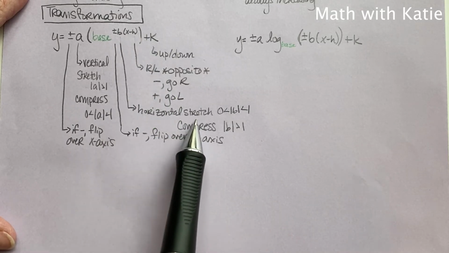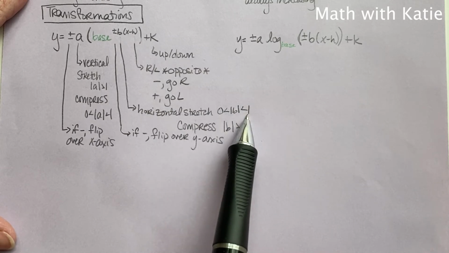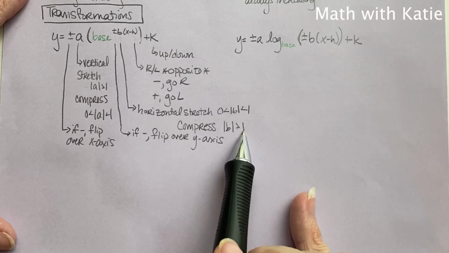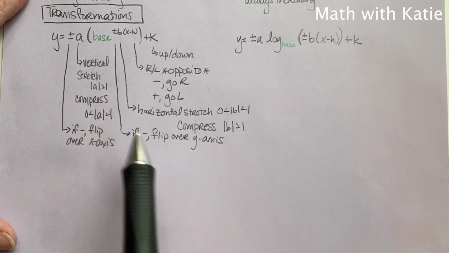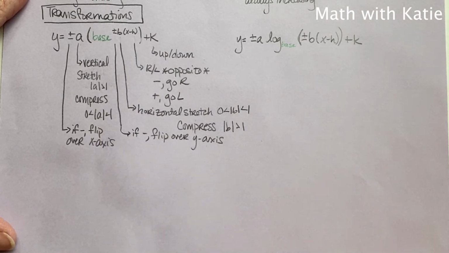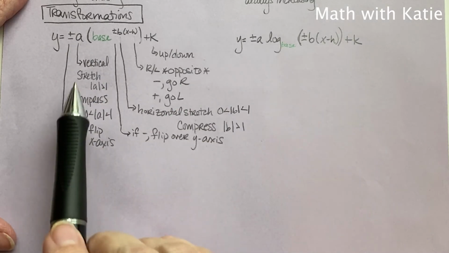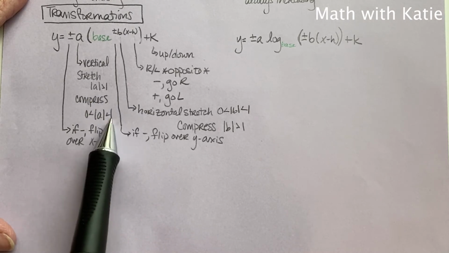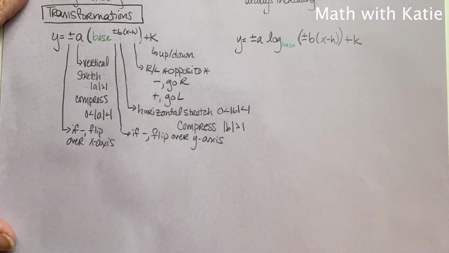The b tells us horizontal stretch if the absolute value of b is between 0 and 1, and a compress if the absolute value of b is greater than 1. Again, opposite of what you think. If this is negative out in front of the b, you're going to flip it over the y-axis. The a out in front here and the a out in front here tells us vertical stretch if the absolute value of a is greater than 1, or compress if a is between 0 and 1. And if there's a negative out in front, it flips over the x-axis.